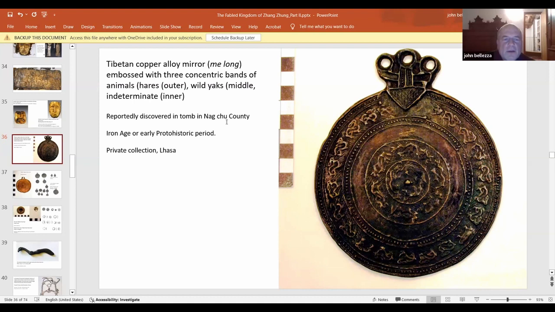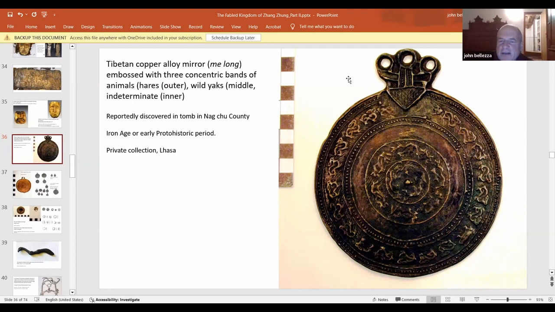It's reportedly discovered in Nagchu County, which is part of Upper Tibet. I would date it to the Iron Age or early part of the Protohistoric period. It's part of a Lhasa collection. You can see rabbits. Rabbits also figure quite importantly in Iron Age bronzes from North Inner Asia. We see a central ring of yak or wild yak, and then three unidentified creatures in the middle. Gives you an idea here.